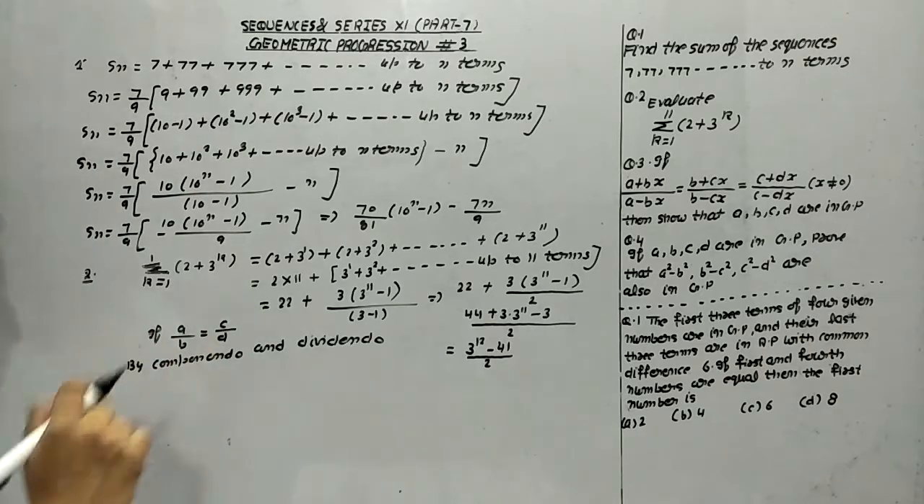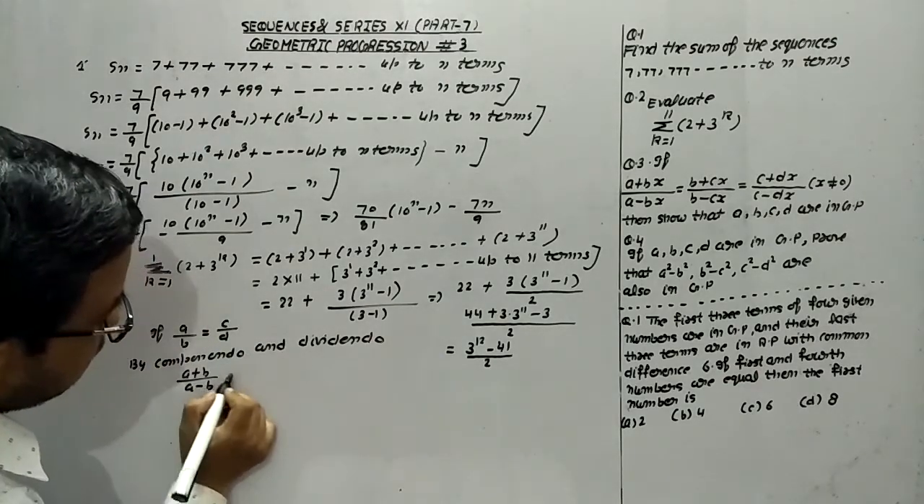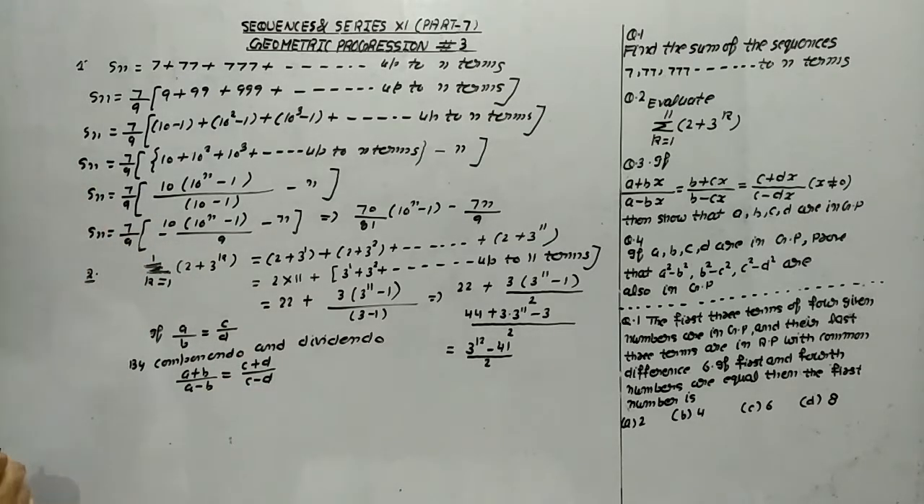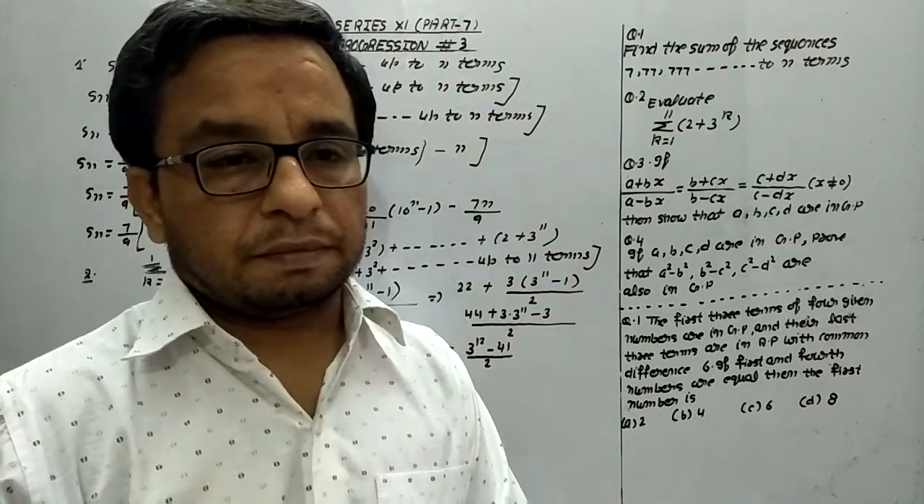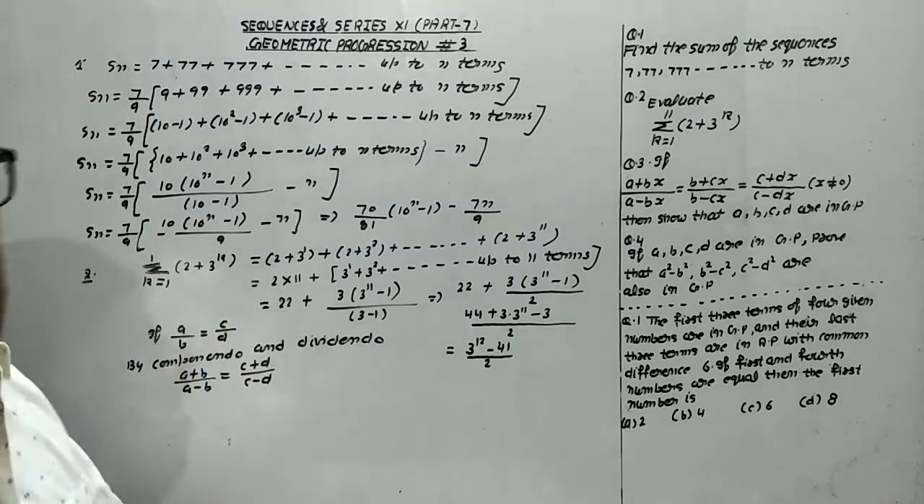What is the rule of componendo and dividendo? (a plus b) upon (a minus b) is equal to (c plus d) upon (c minus d). And this rule is always proved by the k method. There was one rule, the k method. On the basis of this, this result comes.